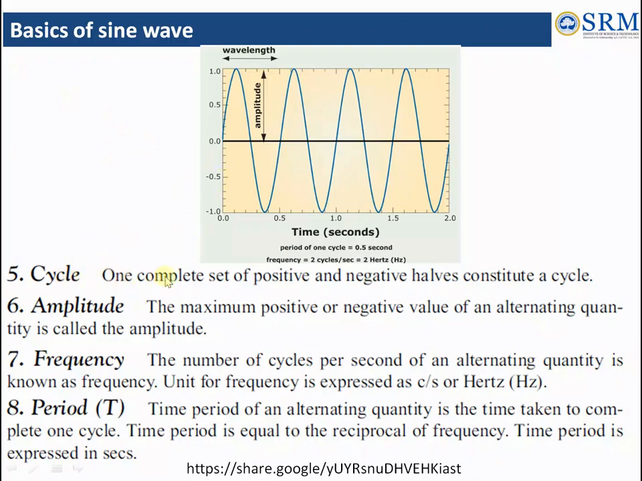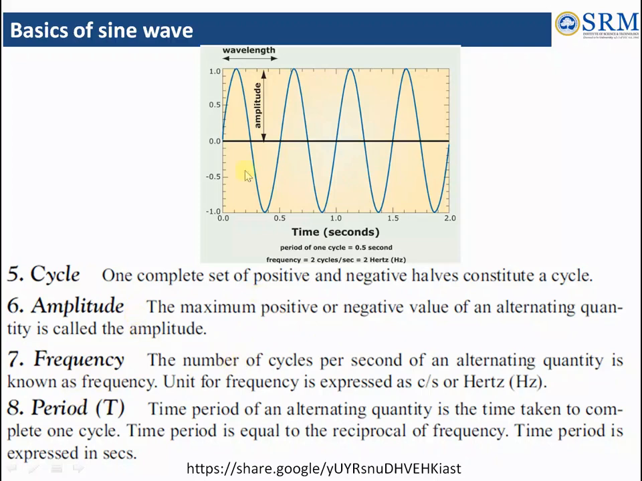So what do you mean by a cycle? As we said earlier, one complete set of a positive and a negative half constitutes a cycle. So if you could see the period of one cycle, this is one cycle, right? The period is 0.5 second. Period is nothing but the time period of the alternating quantity, the time taken to complete one cycle. It is the reciprocal of frequency. Time period, as we know, is expressed in seconds.